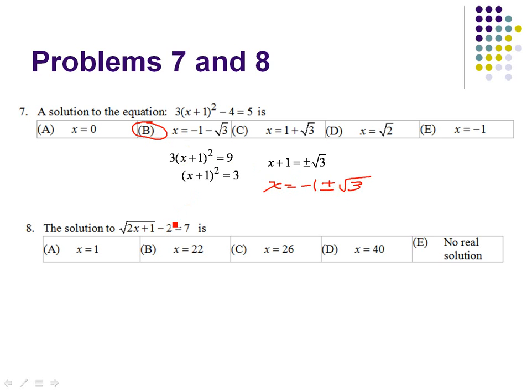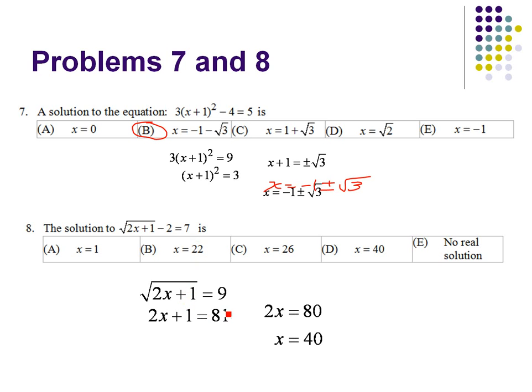On this one, my first step is going to be add 2. So I get 9. I want to get rid of the square root, so I have to do the opposite of square root, which is squaring. Then subtract 1, I get 80. Divided by 2, I get 40. So the answer there was D.